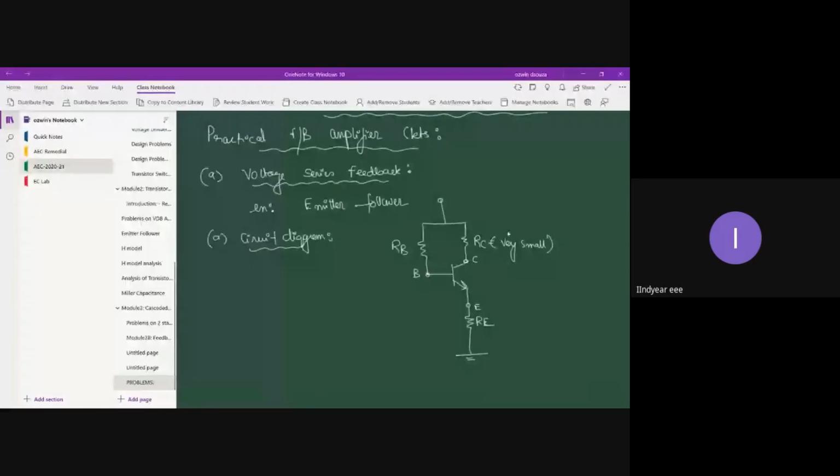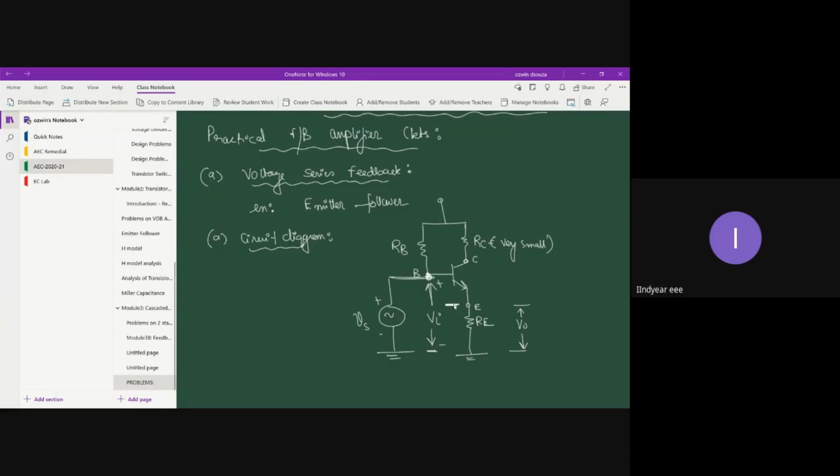Here we are going to connect the source. The source is Vs, upper side positive, lower side negative. Between base and ground, the effective voltage Vi is applied, and between emitter and ground, the output voltage V0 is observed. Now remember one thing: in the case of an emitter follower, the emitter terminal is common to the input circuit as well as the output circuit.